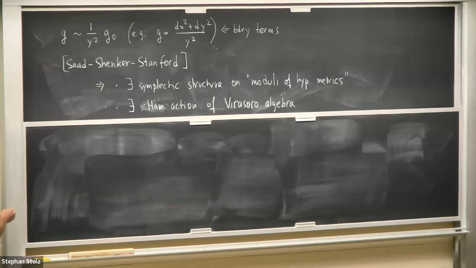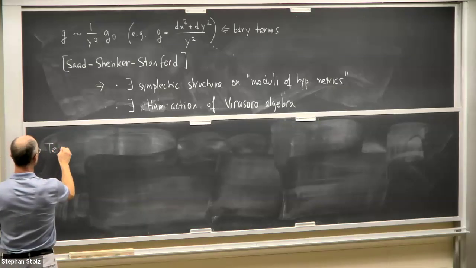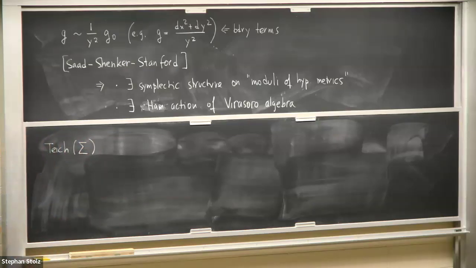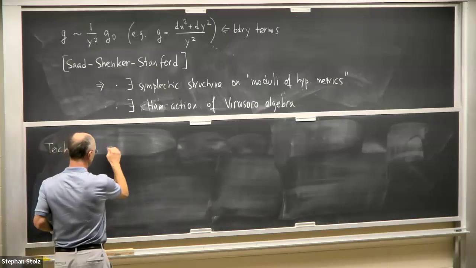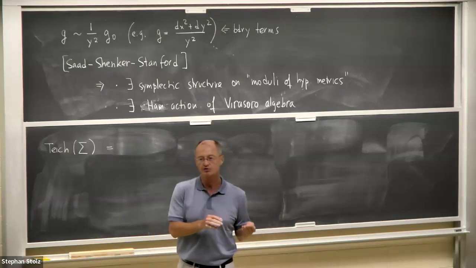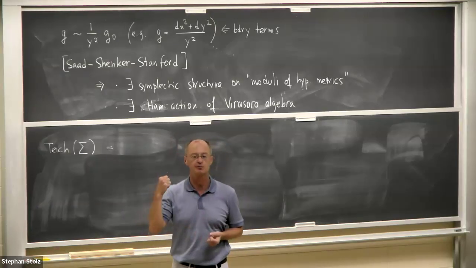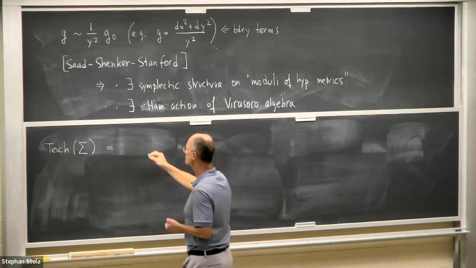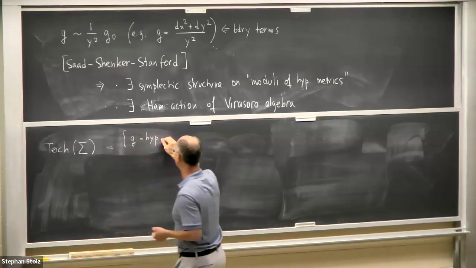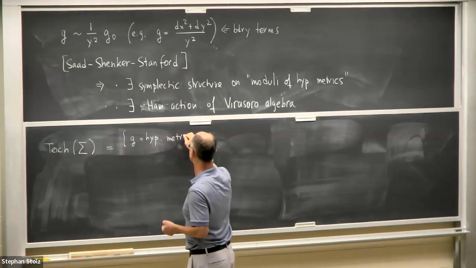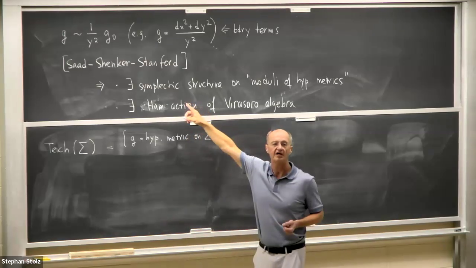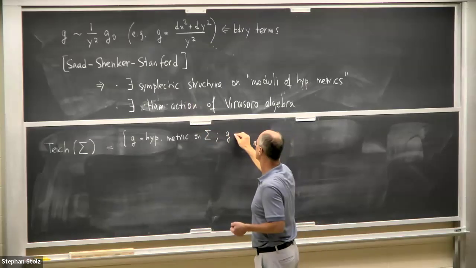So we'll define the infinite dimensional Teichmüller space associated to that surface sigma. And Teichmüller spaces are studied in Riemannian geometry, and in complex analysis, it will be a Riemannian geometry approach to it. So this will be the space of hyperbolic metrics on sigma, with this behavior, one over y squared behavior near the boundary.